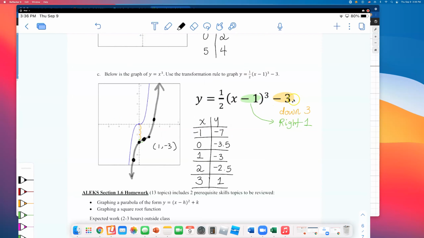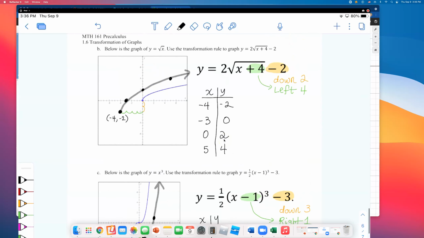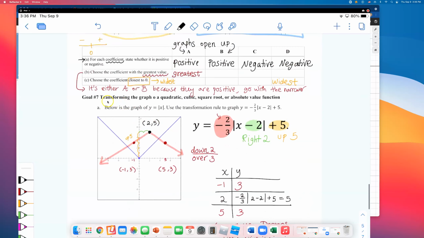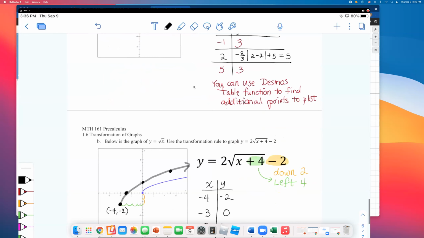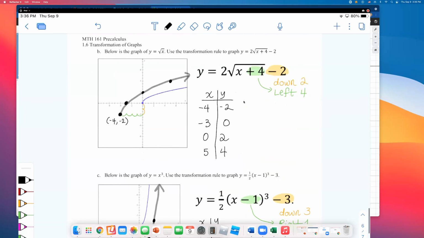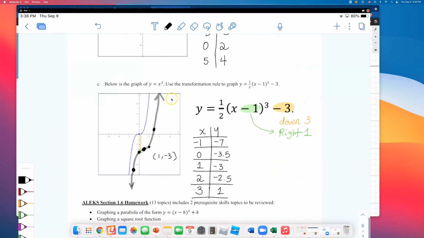I plot the initial point using the transformation rule. And after that, I pick some random x values that will give me some nice y values for me to plot. So I want you to try these problems. This topic is called transforming the graph. Oh, whoopsies, I noticed a typo. If you could add an F there for me. Transforming the graph of a quadratic, cubic, square root, or absolute value function. That is the last topic that I wanted to go over in section 1.6 with you.